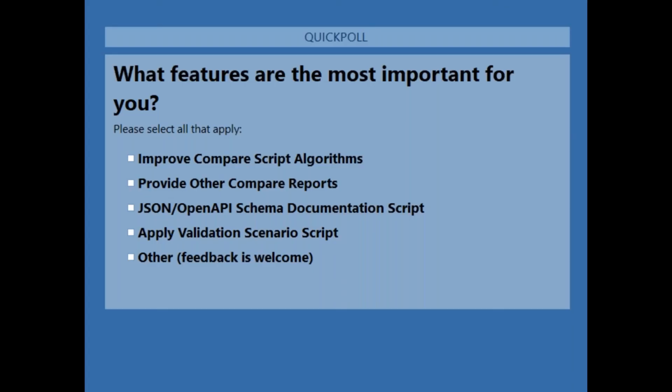What feature is the most important for you? I added some of them here, but as I told you, you can check the other and maybe provide feedback in the question panel and tell us which feature is the most important for you. So the answer will be to improve the command compare scripts, to provide other comparison reports, the JSON Open APIs documentation script, or the apply validation scenario script.